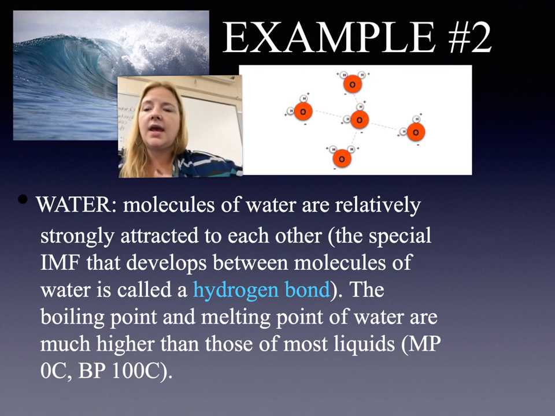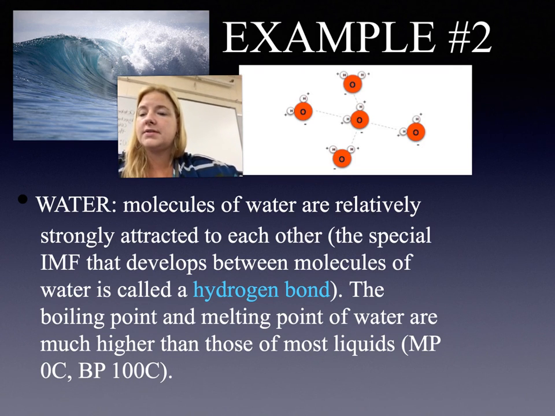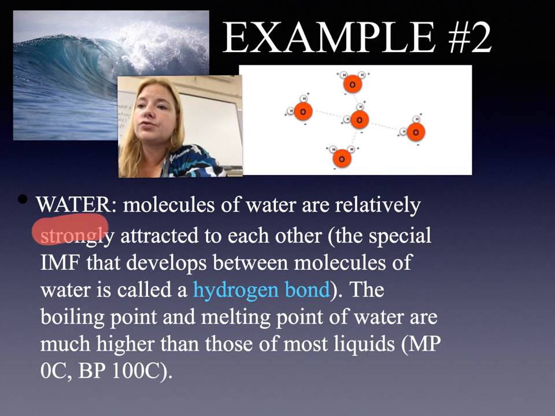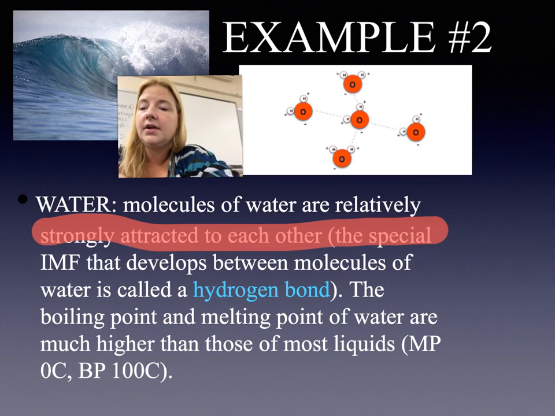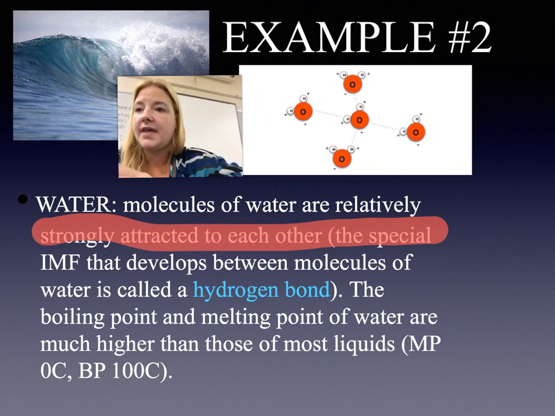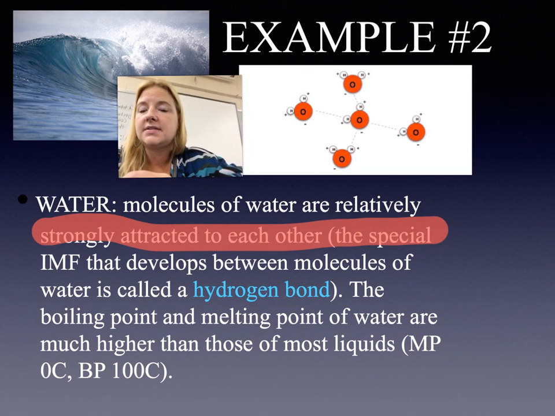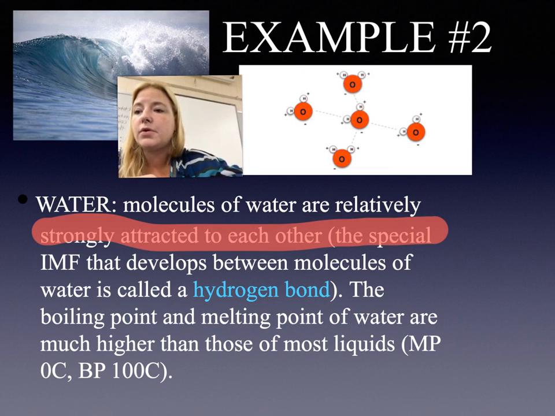So here's an example for you. Helium, we said, had weaker forces. Now water has stronger forces within it. And so water molecules are relatively strongly attracted to each other. And like I mentioned, they have that dipole-dipole attraction. A lot of times we call this a hydrogen bond because the hydrogen and the oxygen attract to each other.